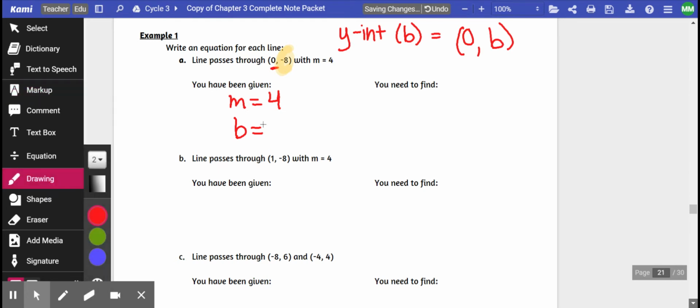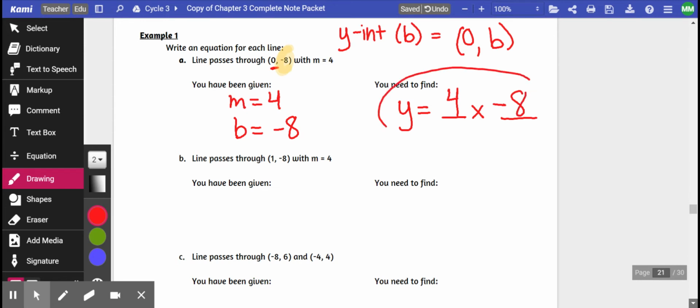So I have everything that I need. Because remember, we just need our m to go in front of our x and then our b to go after. We know m is 4 and b is -8, so I'm going to have y equals 4x minus 8. And that's everything that we need.